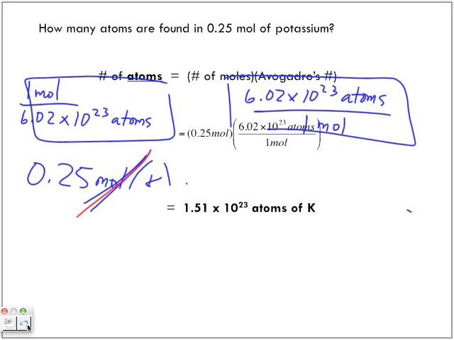But now, what is the least number of significant digits in my question? 2. So my answer must be simplified to just 2 significant digits: 1.5 times 10 to the power of 23. And don't just leave the number. Remember units. The units are atoms of potassium.